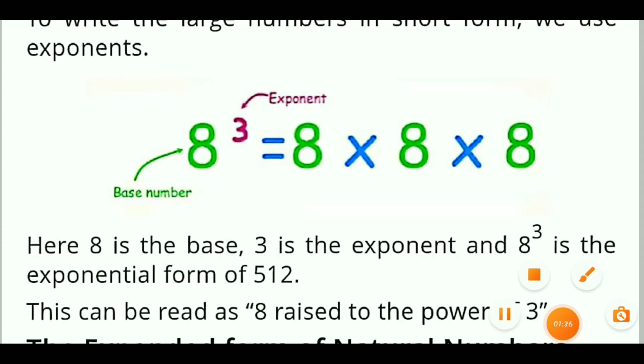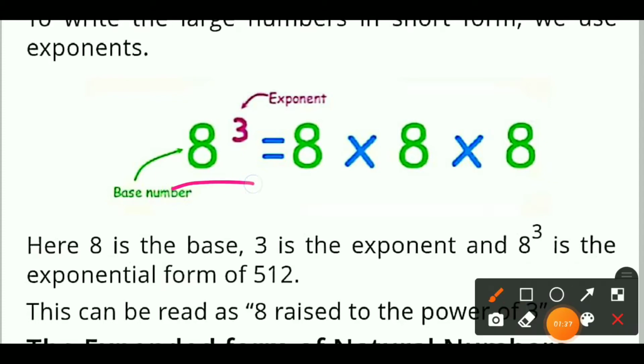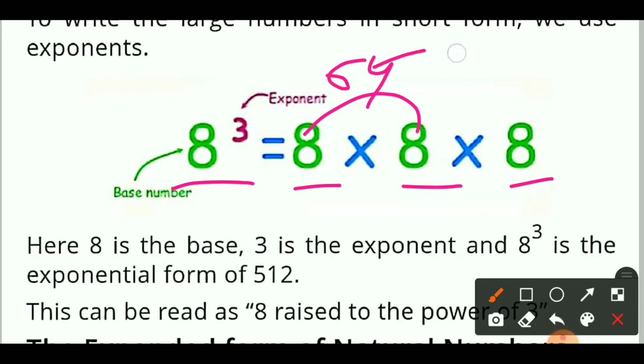So what is the actual meaning of 8 raised to 3? It means 8 into 8 into 8, which means 8 times 8 is 64, and 64 times 8 is 512.